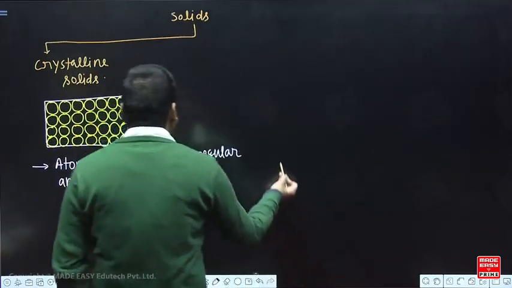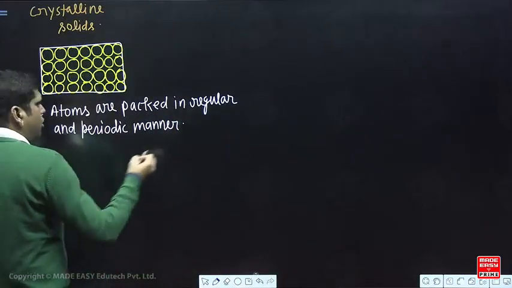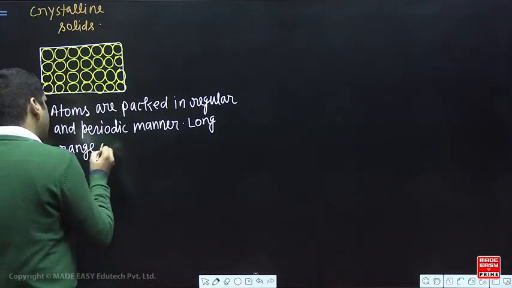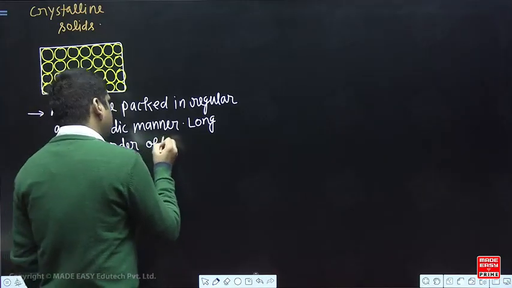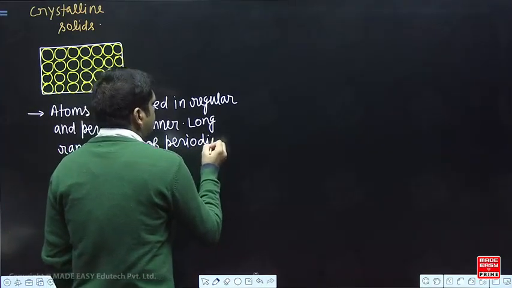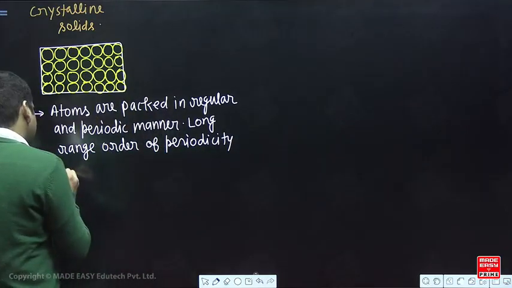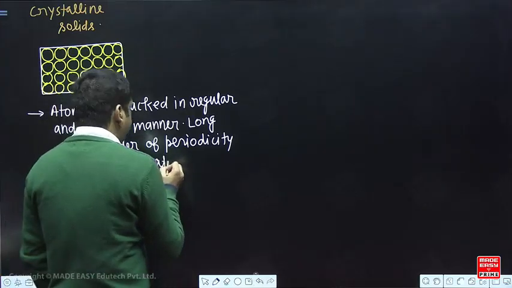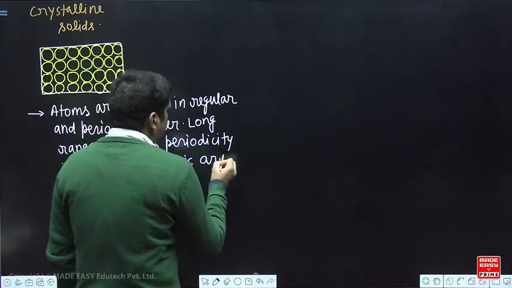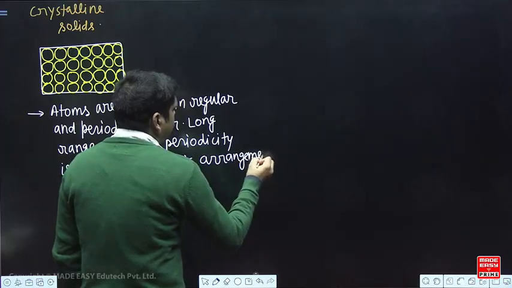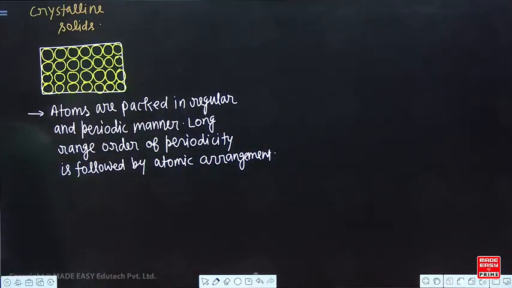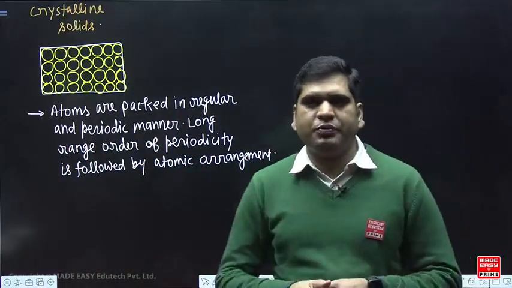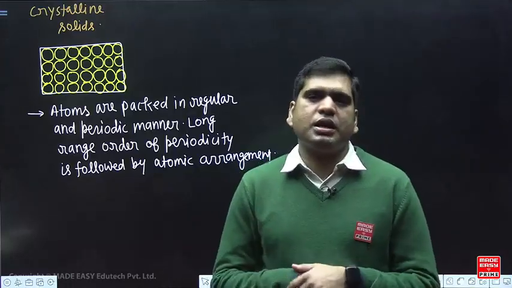Long range order of periodicity is followed by atomic arrangement. So, those crystals in which atoms are arranged in a systematic and periodic way are known as crystalline solids.